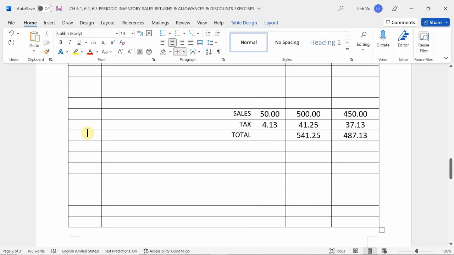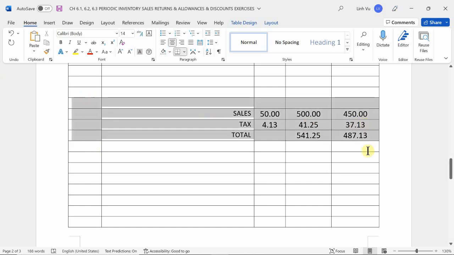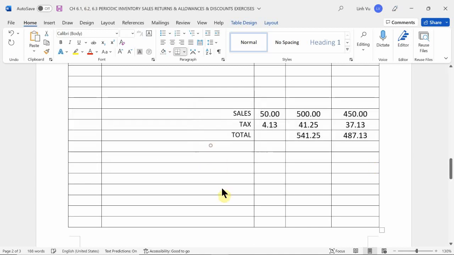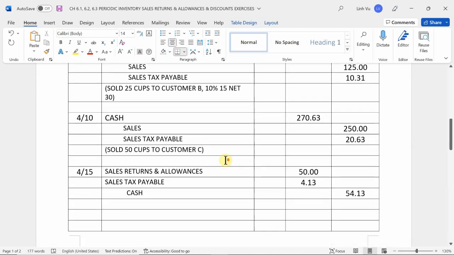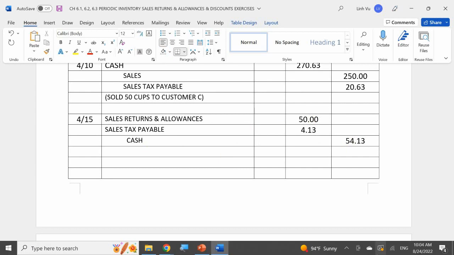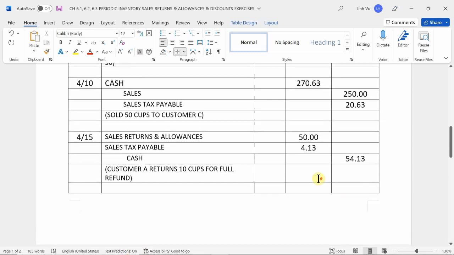Okay, so just in case you're confused of where the sales tax money is coming back from when they are doing a refund. Okay, so there you go. And we decided to give them cash. So again, customer A returns 10 cups for a full refund. Okay.